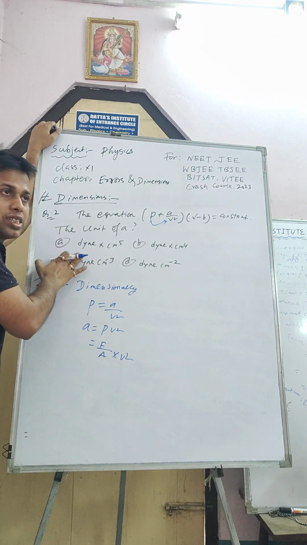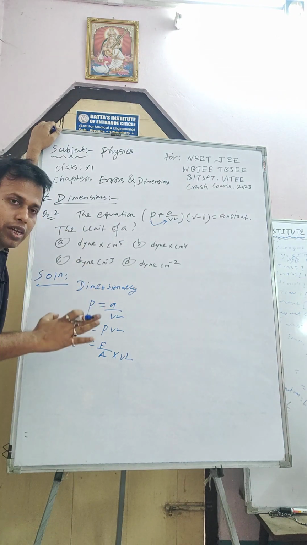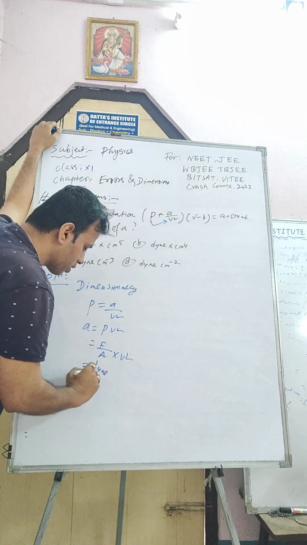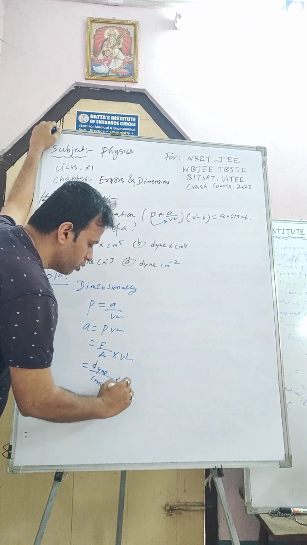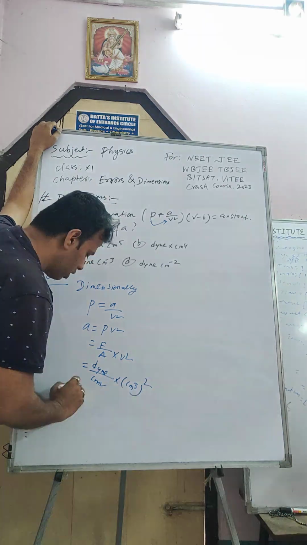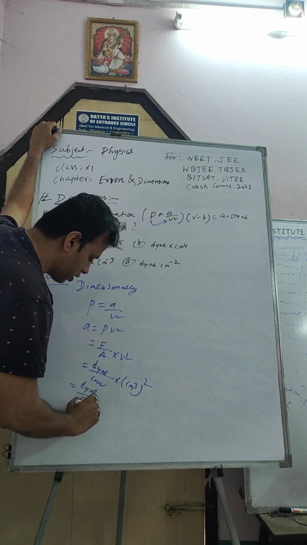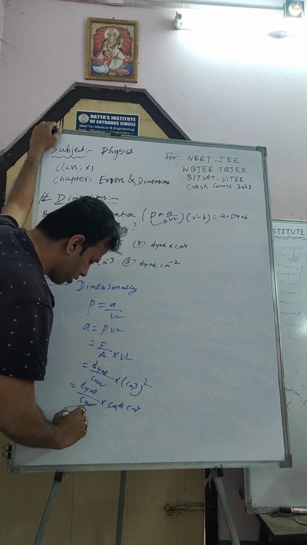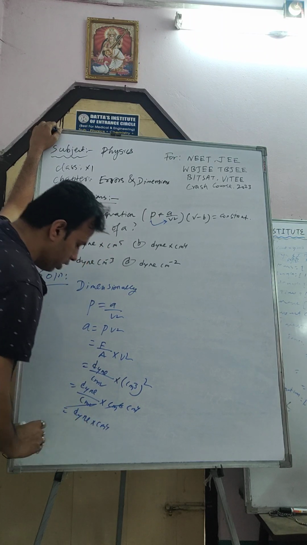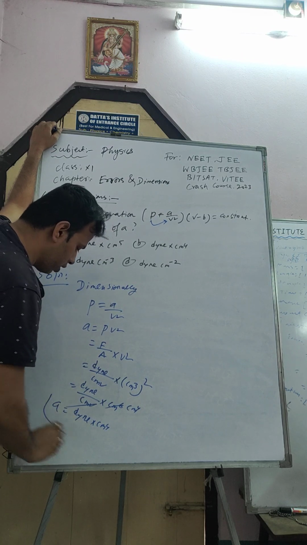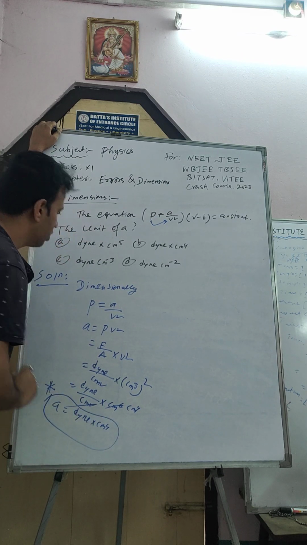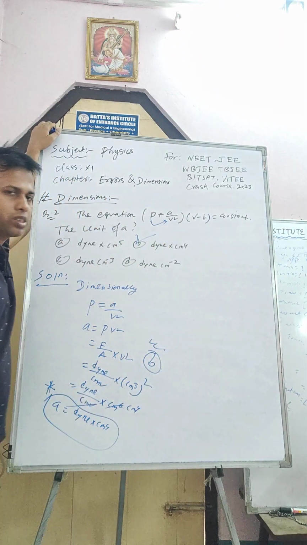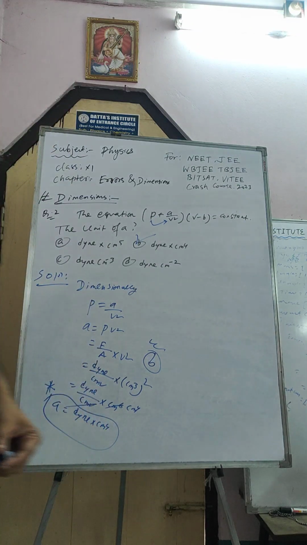You have to remember this one. The CGS unit of force is dyne, and the CGS unit of length is centimeter. So force will be dyne, area will be centimeter square, and volume will be centimeter cube, whole to the power 2. So dyne by centimeter square into centimeter to the power 6, which cancels to centimeter to the power 4. So dyne into centimeter to the power 4 will be the answer. So option B is the correct answer. Got my point?